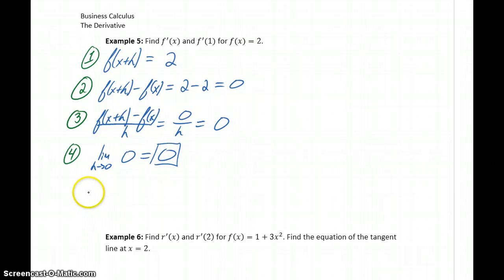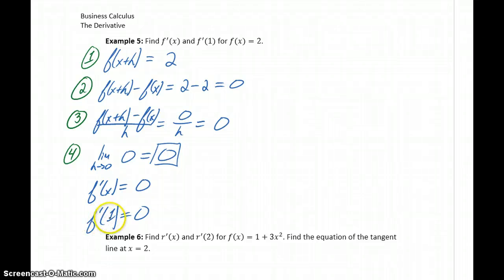So what this means is that f prime of x, the derivative of the function 2, is 0. And it would also tell us that f prime of 1, meaning we substitute 1 into our derivative function, is still also going to be 0. So the rate of change of our function at x equals 1 is 0. And in fact, since we have a constant, the rate of change of our function is always 0.